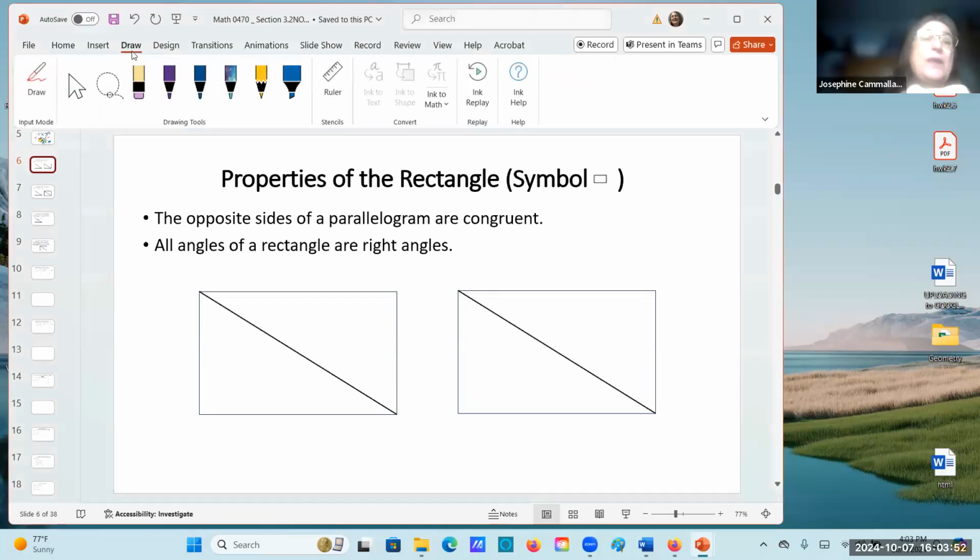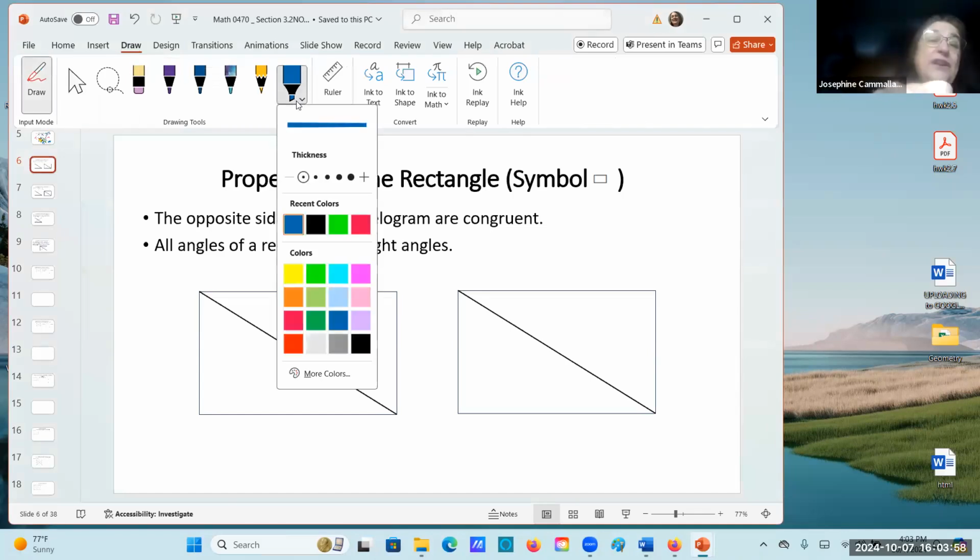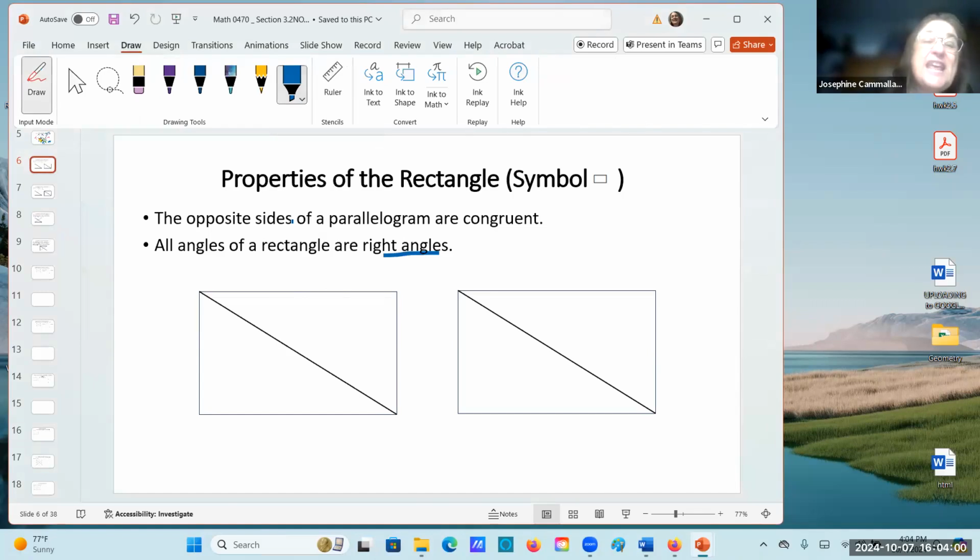Now, to begin with, the most important thing you need to know about a rectangle is that it's got right angles. So that means all of these corners have to be 90 degrees. But you need to recognize that in a rectangle, they only have to give you one box. That box then says the figure is a rectangle.